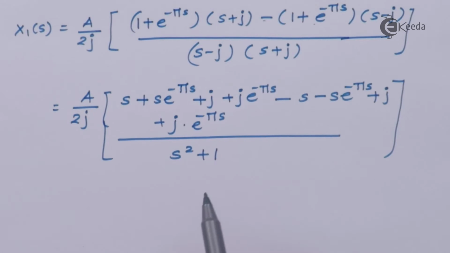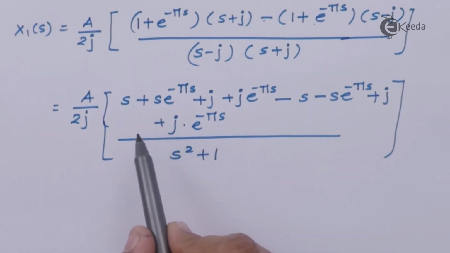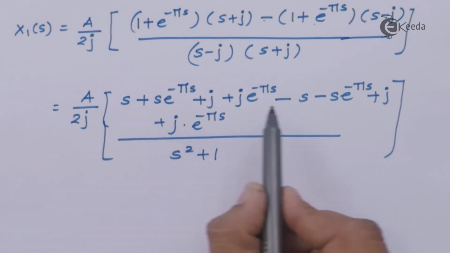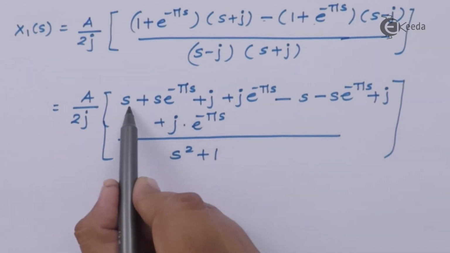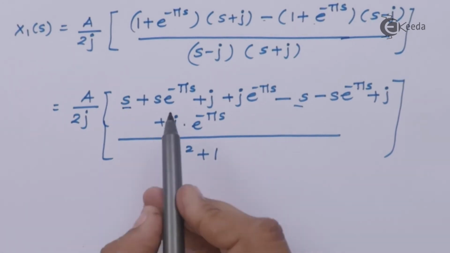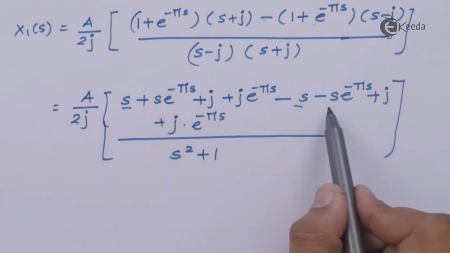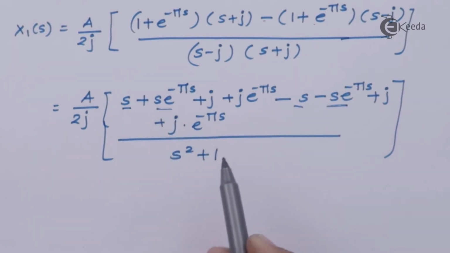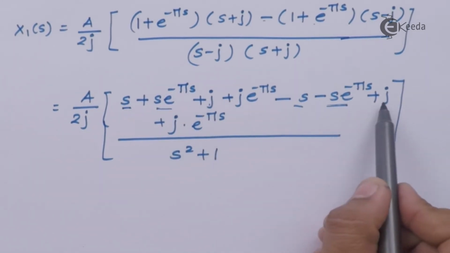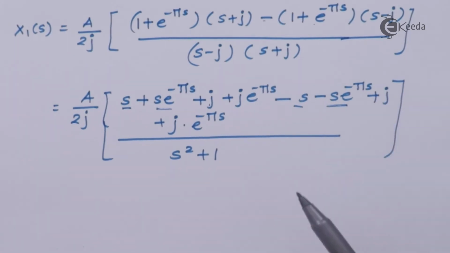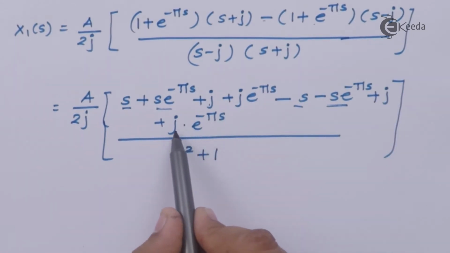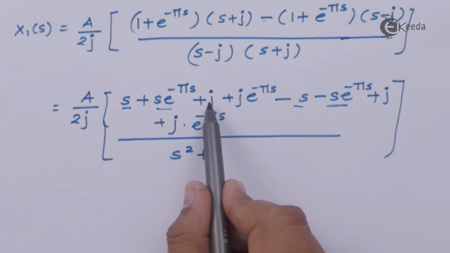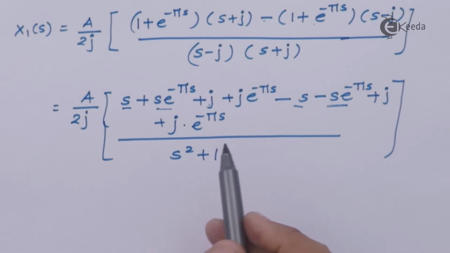Now next thing is, look at here, we have got some similar terms. As here we have s, and here we have minus s, these two s will get cancelled. Similarly here we have s into e to the power minus pi s, and here we also have the opposite term, so these two terms will also get cancelled. Now look at here, we have plus j, here also we have plus j, so it will become twice of j, and these two terms are also similar, j e to the power minus pi s, j e to the power minus pi s. So I am going to take 2j common. I will show you how.